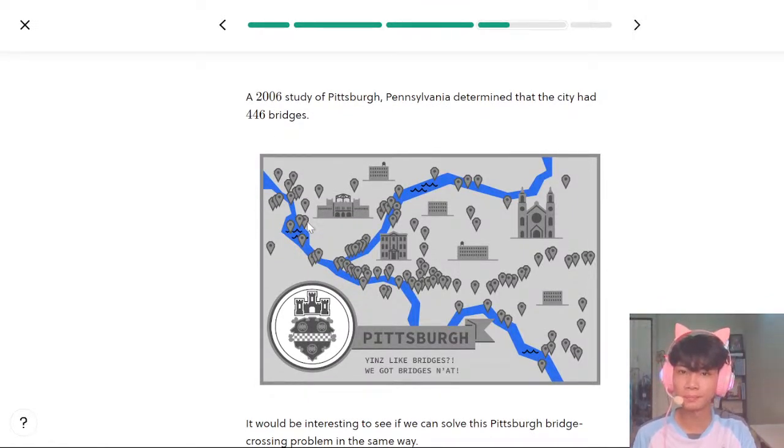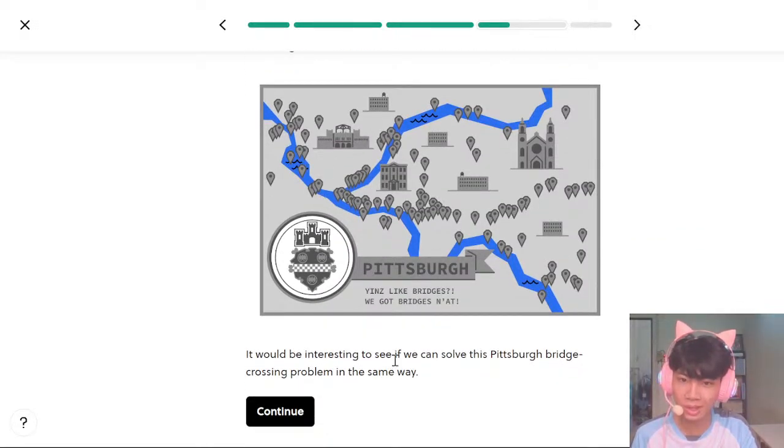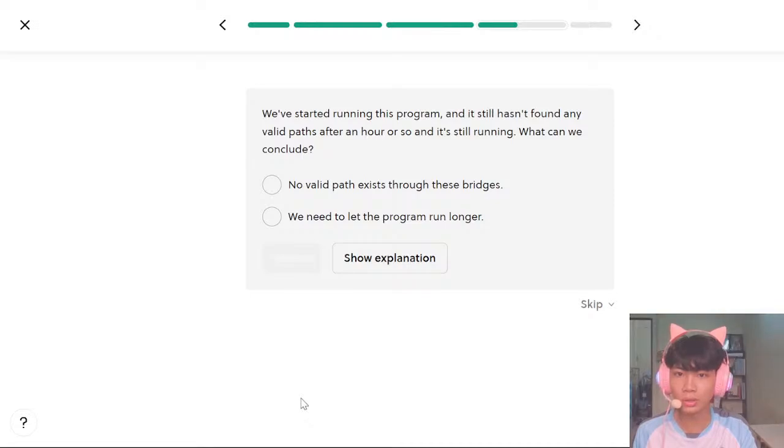A 2006 study determined that the city has 446 bridges. It would be interesting to see if we can solve this crossing problem in the same way. If we start running this program and it still hasn't found any valid path after an hour or so, and it's still running, what can we conclude?